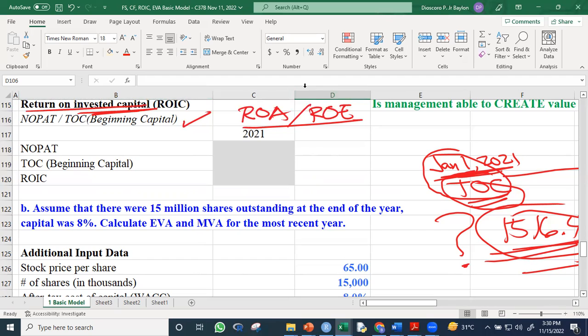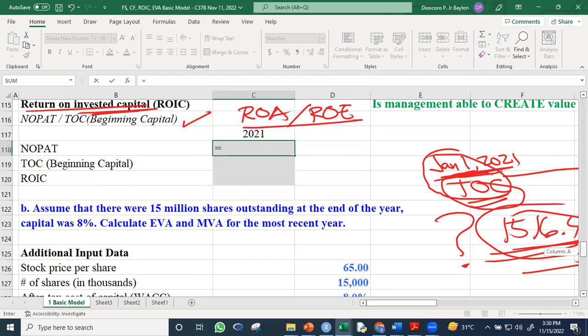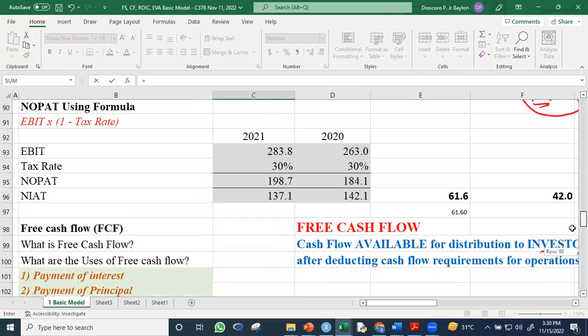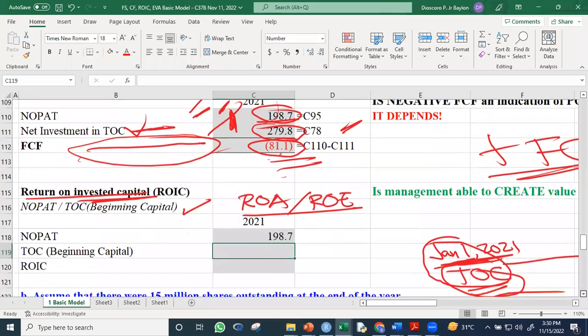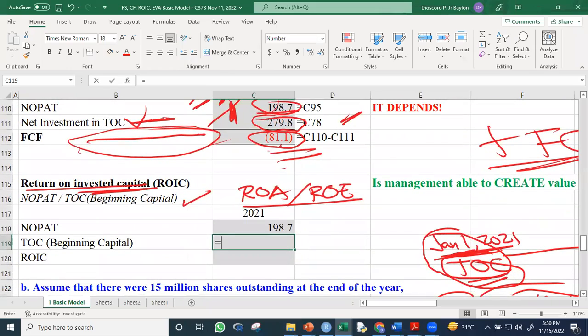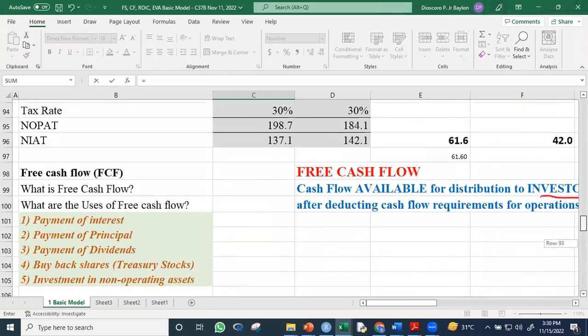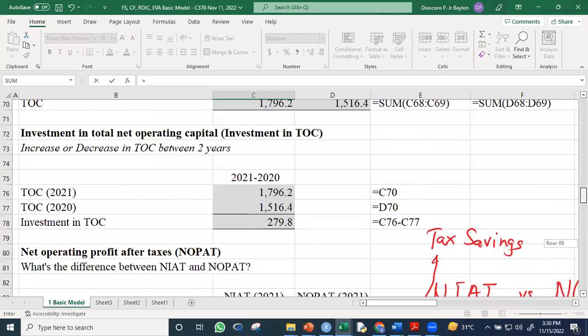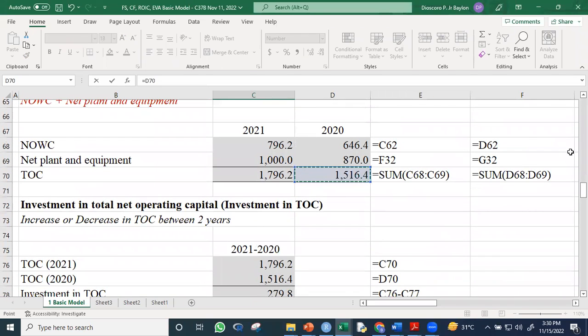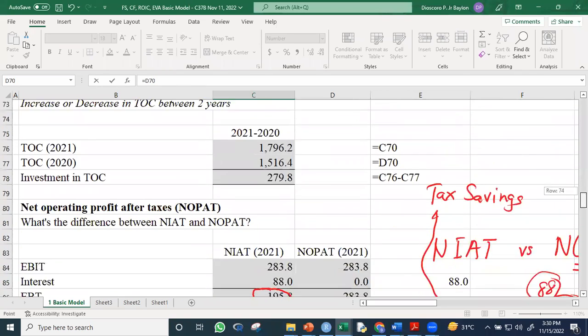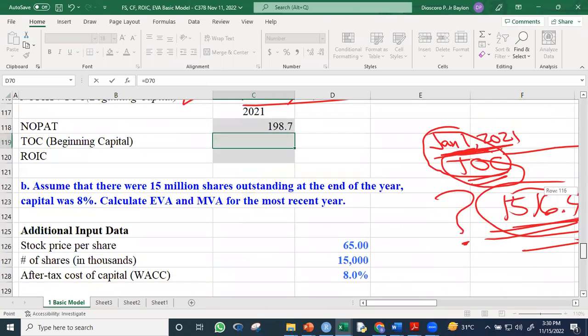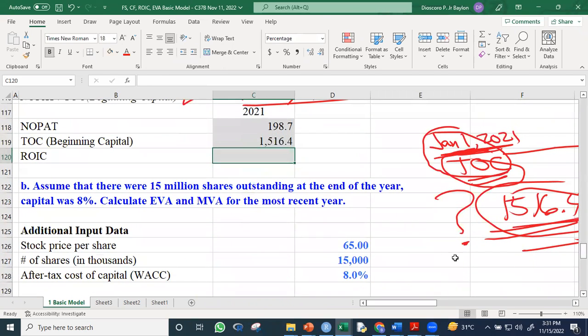So let's get the figures. Sabi natin si NOPAT is 198.7, operating profit for 2021. And then, beginning capital natin, magkano ba yung binigay dun sa simulang-simula? It's 1516.4. But sometimes you'll see ina-average to. But for our purposes, let's just use the beginning capital.